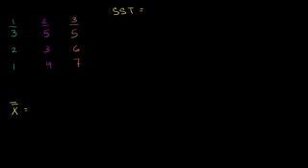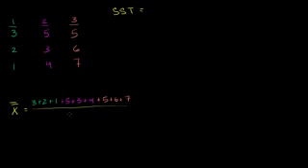So it's going to be 3 plus 2 plus 1, plus 5 plus 3 plus 4, plus 5 plus 6 plus 7. And then we have 9 data points here, so we'll divide by 9. And what is this going to be equal to? 3 plus 2 plus 1 is 6.